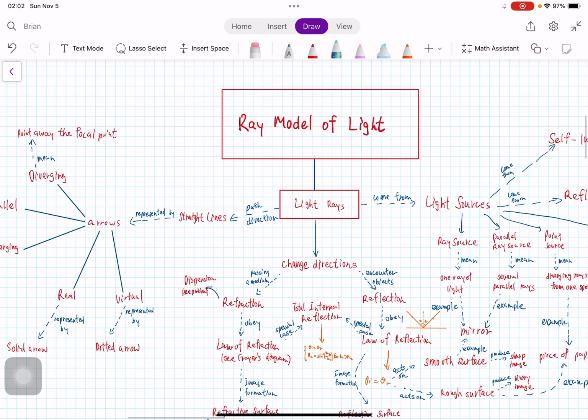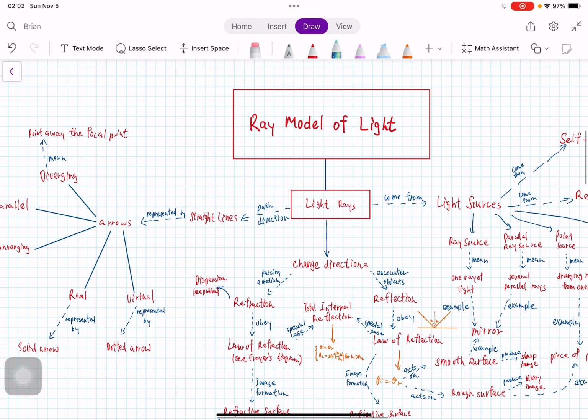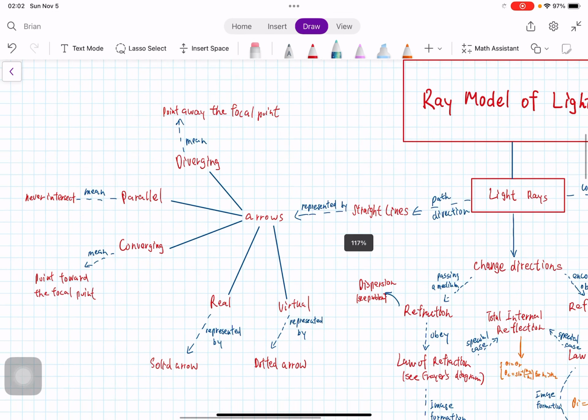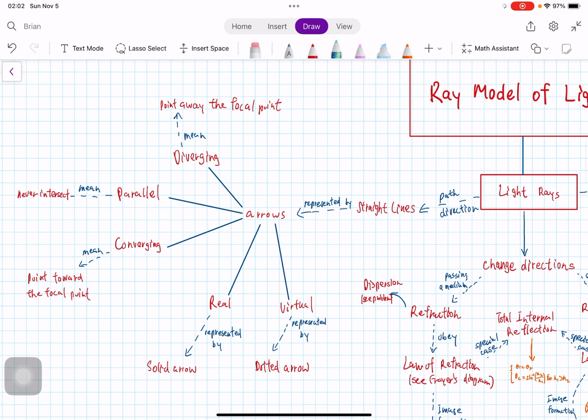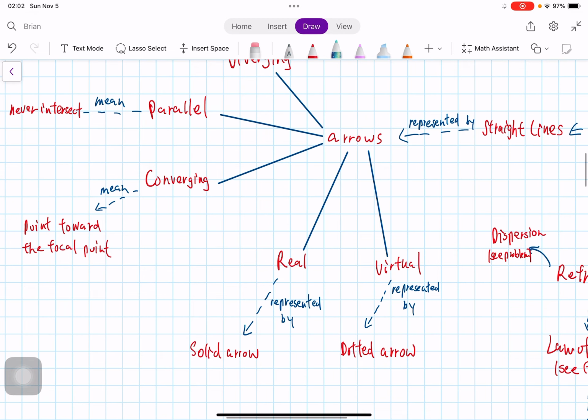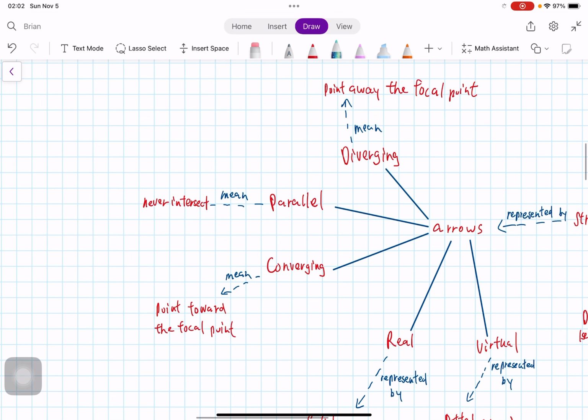So when we're looking at the ray model of light, we're looking at light rays, and we could look at the left part first. We usually portray light rays as traveling in straight lines, represented by arrows. Real arrows are represented by solid arrows. Virtual arrows are represented by dotted arrows. And then we have diverging light rays, parallel light rays, and converging light rays, which means pointing away from the normal point, never intersecting, or pointing towards the normal point.